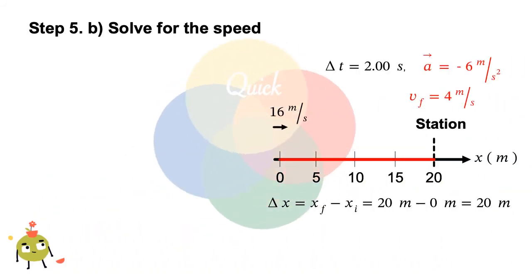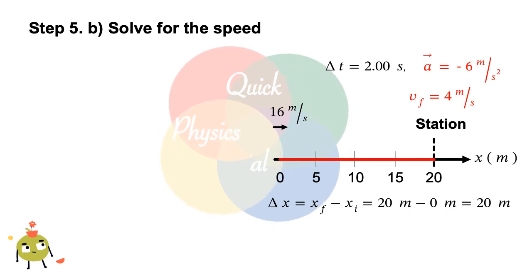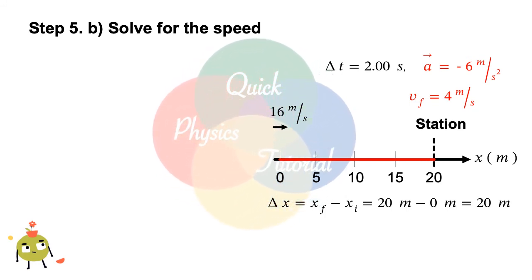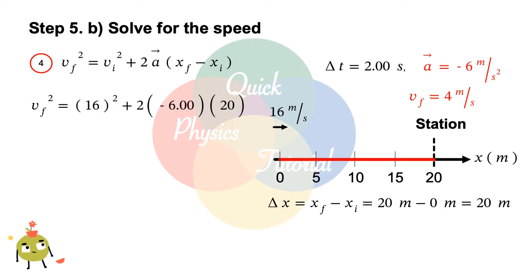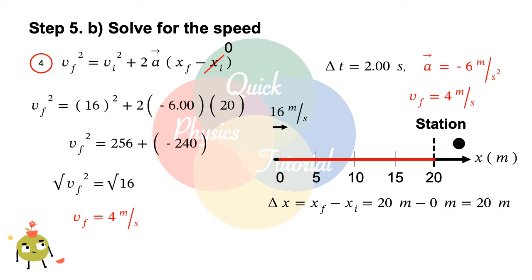Using the acceleration obtained from letter A, we will solve again the final speed of the train at 2 seconds using equation 4. Plugging the given values in equation 4, Vf squared is equal to 16 meters per second squared plus 2 times negative 6 meters per square second times 20 meters, where xi is 0. Simplifying the equation, we get Vf squared equal to 16. Getting its square root, the final speed is equal to 4 meters per second.